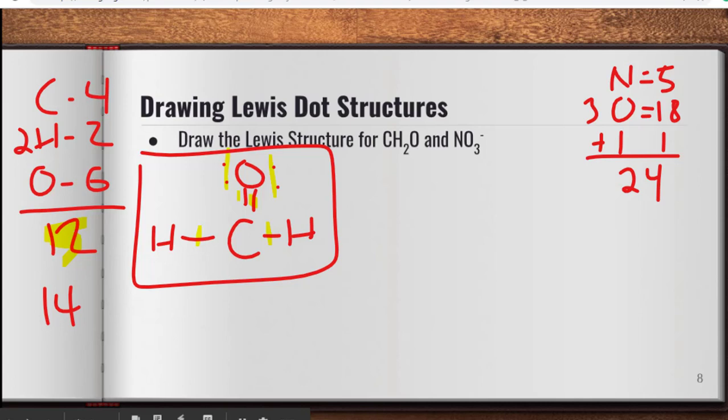All right? So let's go ahead and start building our structure. Nitrogen and oxygen are our choices between our central atom. So nitrogen is the bad boy here.